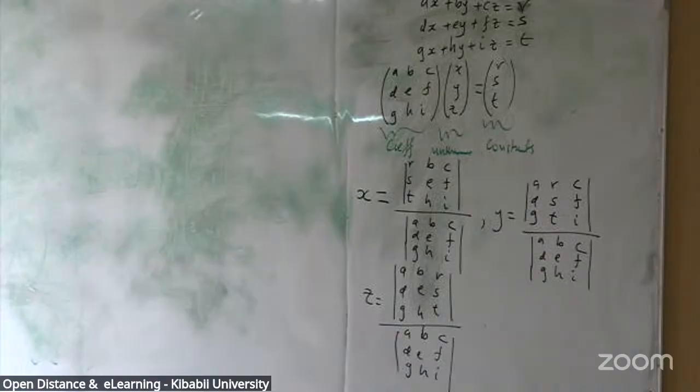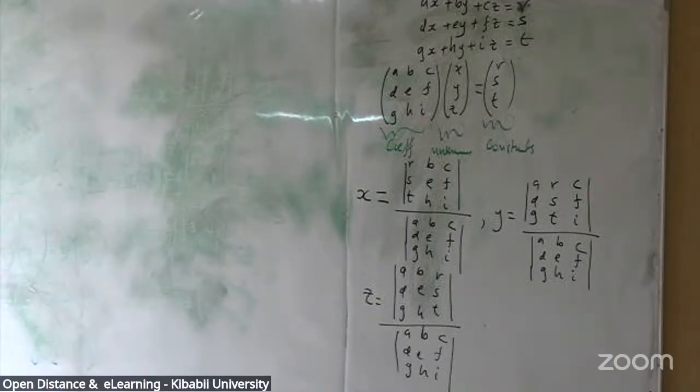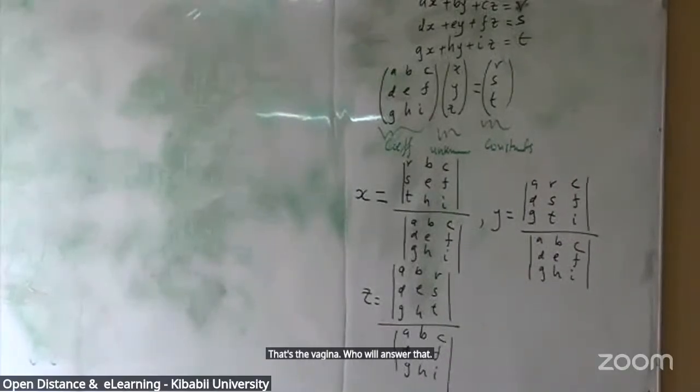In the first equation, by use of determinant y is -2. How do we calculate the inverse of a 3 by 3 matrix? That's above there. We will answer that.